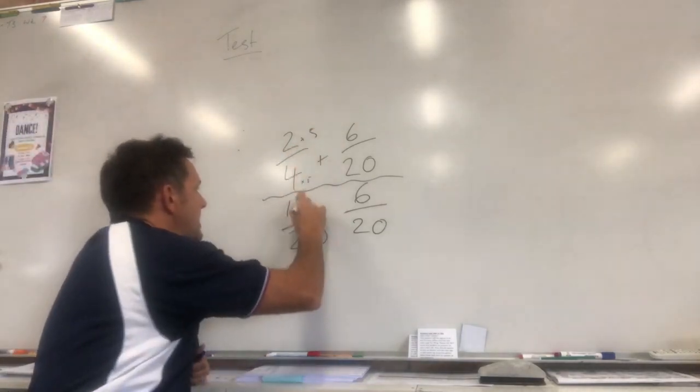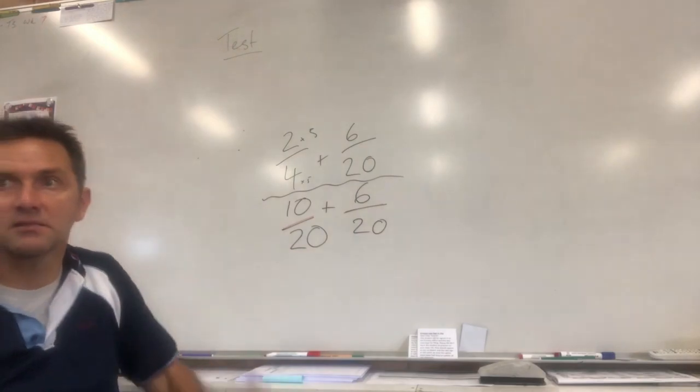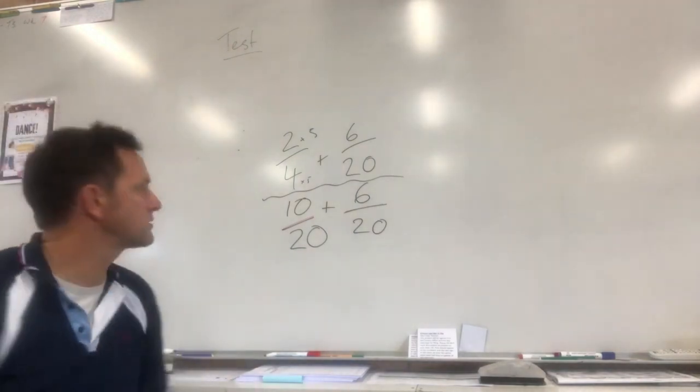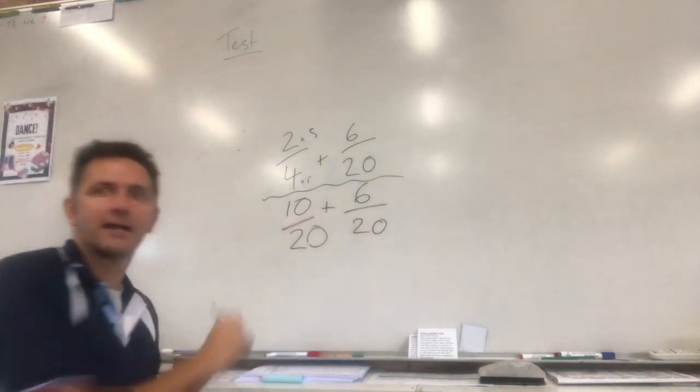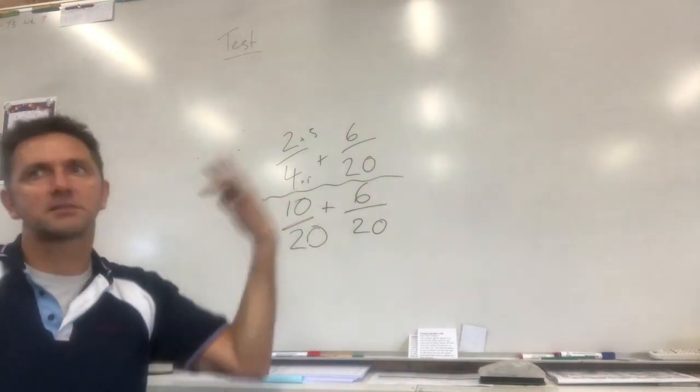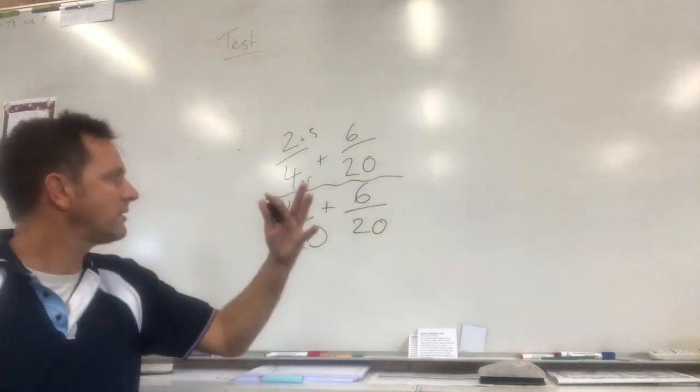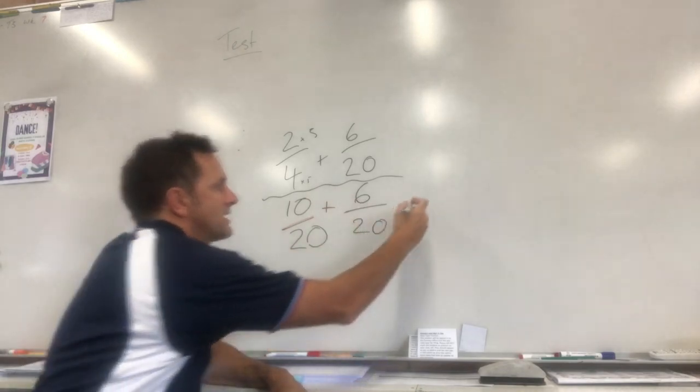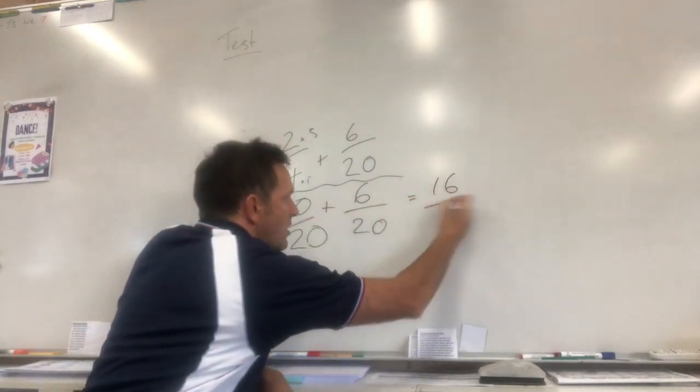So that means it's now 10 20ths plus 6 20ths, which we can do. Because look, the denominators are common. The same denominator, right? And so that just means 10 plus 6 equals 16 20ths.